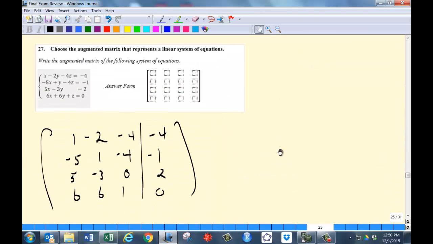All right, augmented matrix. This is real simple, just coefficients here. So 1, minus 2, minus 4, minus 4, minus 5, 1, minus 4, minus 1, 5, minus 3, 0, 2, and then 6, 6, 1, 0. So that's all there is to do that.